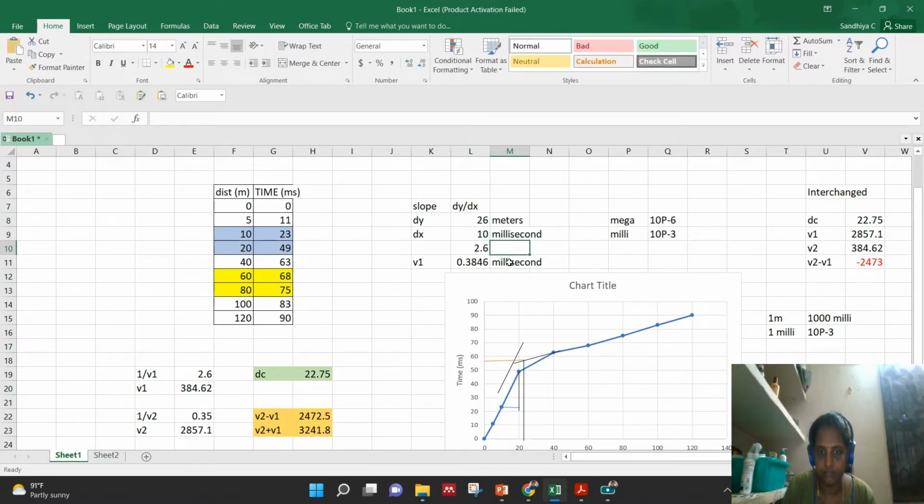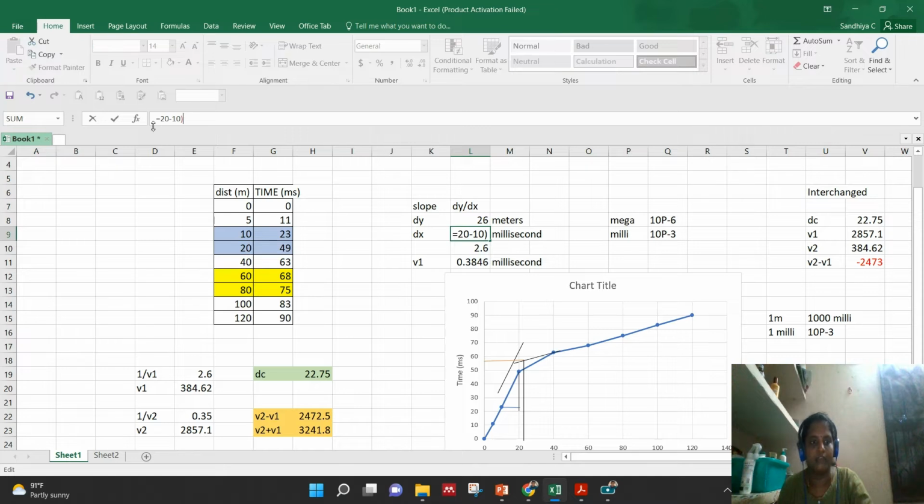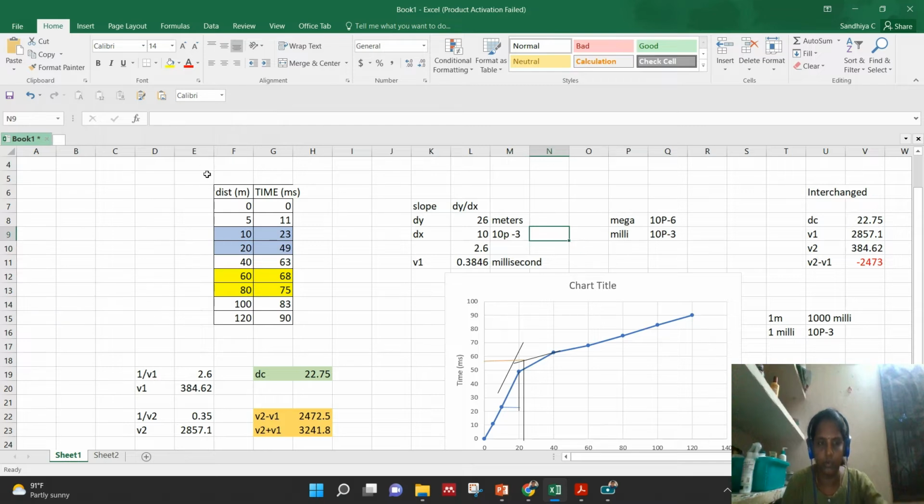Okay, so in order to make it uniform, we'll put this into 10 power minus 3. So you will be having 10 power minus 3 here. Then it comes as meter per second. Okay, so 26 meters divided by 10 into 10 power minus 3 meter per second.